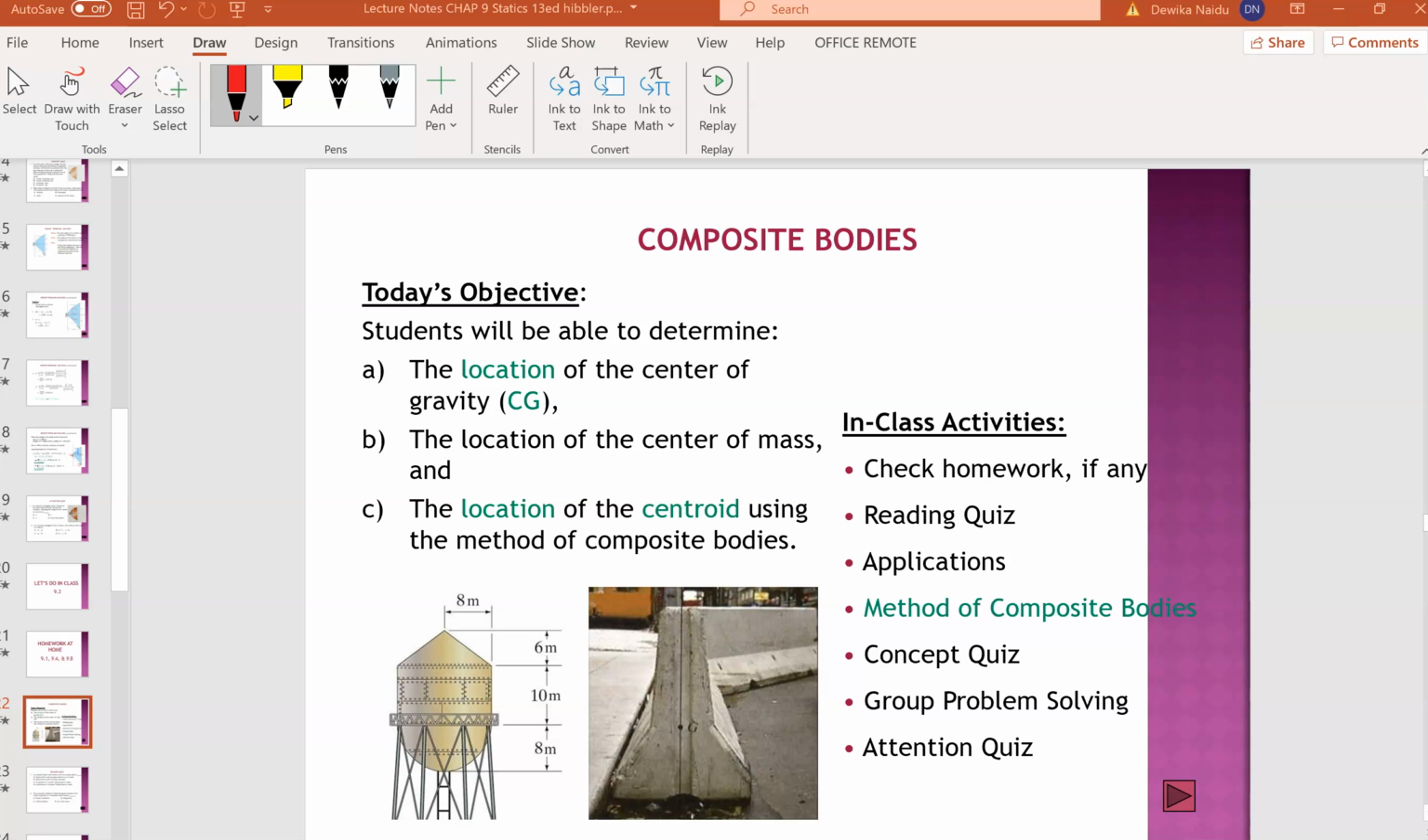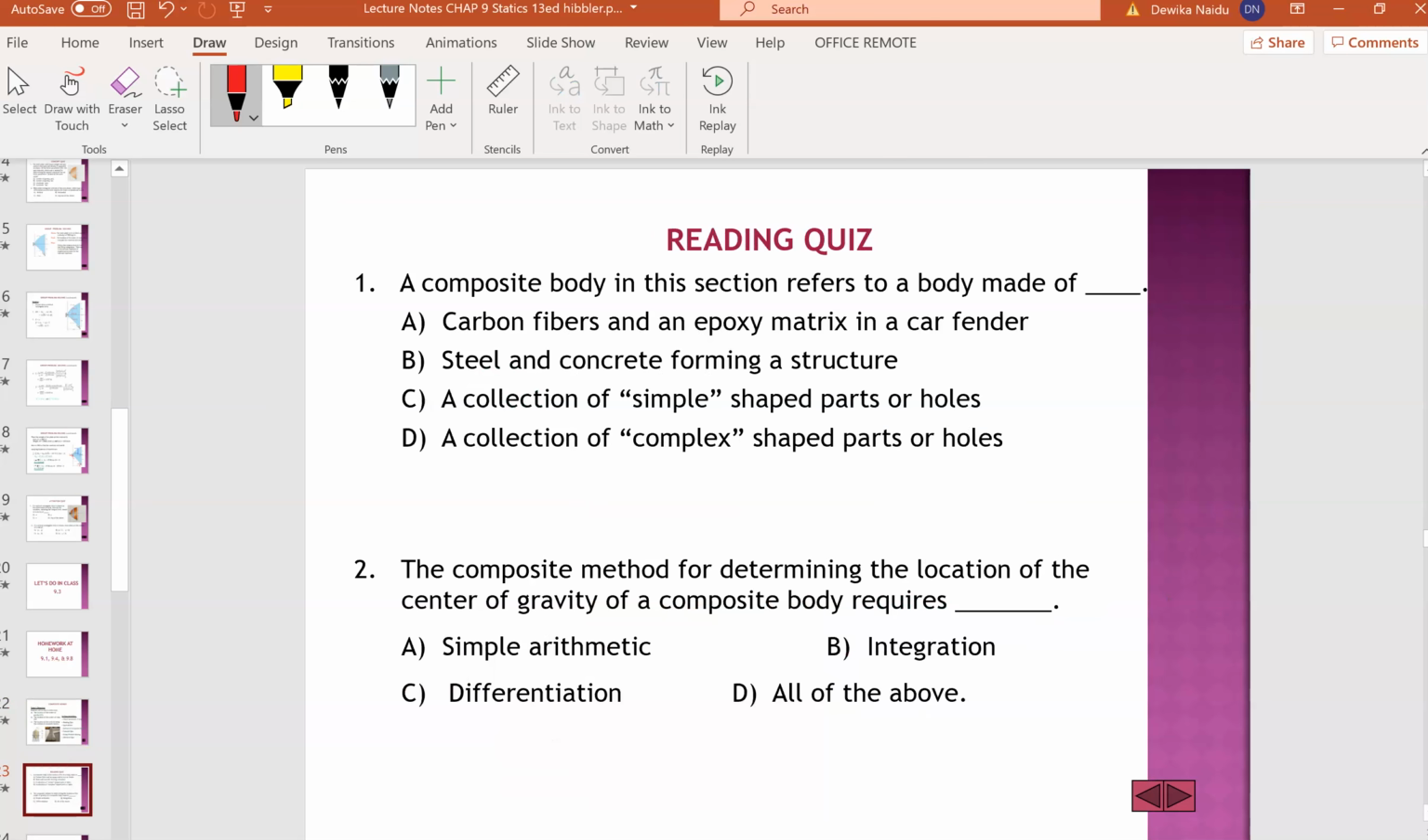The second part of chapter 9 would be on composite body. So we'll be looking at how to determine the center of gravity and center of mass for the composite body.